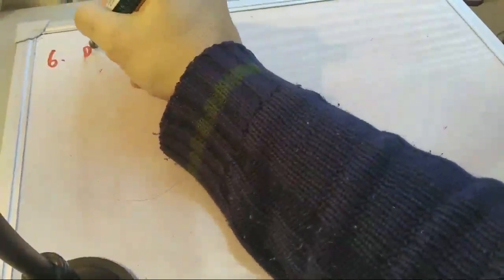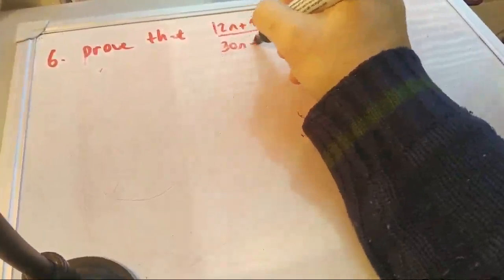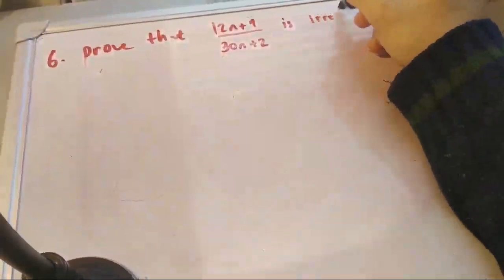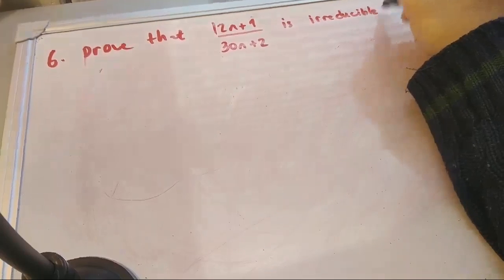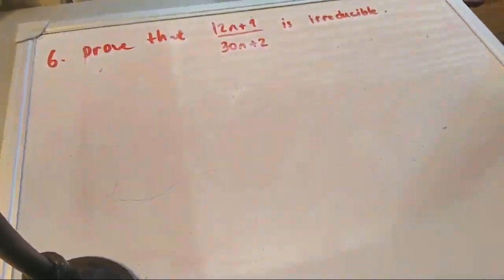Question 6 is a special question. Irreducible. Okay, question 6. Prove that (12n plus 1) over (30n plus 2) is irreducible. Irreducible means that it cannot be simplified. Okay.